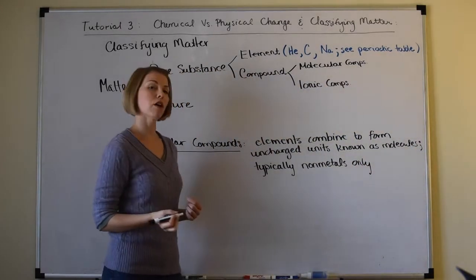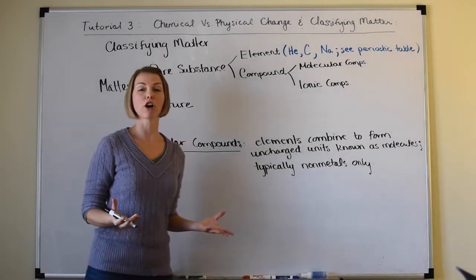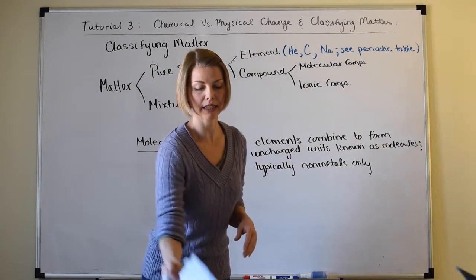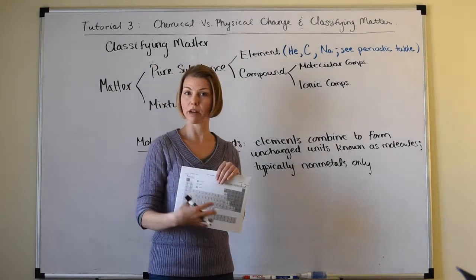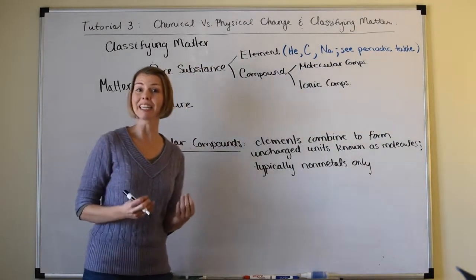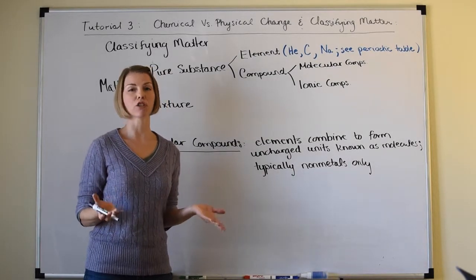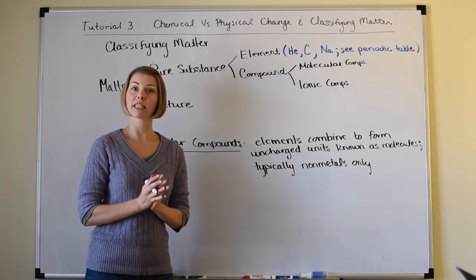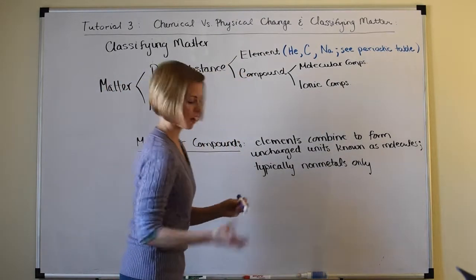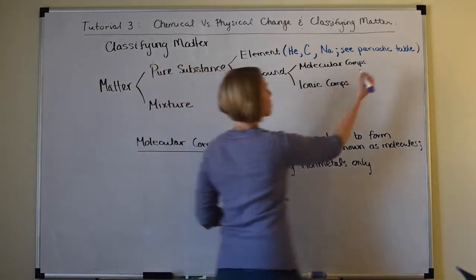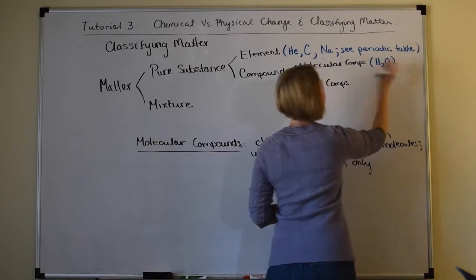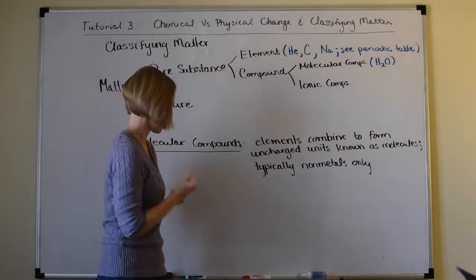All right, so if you go back to those two examples that we already used for compounds, water and sodium chloride, you could check your periodic table and see which of those are classified as metals and which are classified as nonmetals, and you'll see that hydrogen and oxygen are both nonmetals. So when hydrogen and oxygen react to form water, not surprisingly, it forms a molecular compound. Water is a great example of a molecular compound. So I'm going to write that up here as an example for our flow chart.